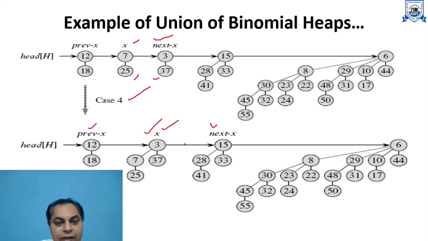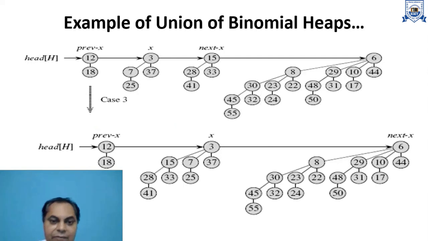Case 1 and case 2 are not applicable here. Case 3 or case 4 may be applicable, and to decide between them we do a simple comparison of the key of x and the key of next of x. In this case, key of x is less than key of next of x, so case 3 is applicable. Now 15 becomes the leftmost child of this 3. After using case 3, 3 becomes the parent and 15 becomes the leftmost child.